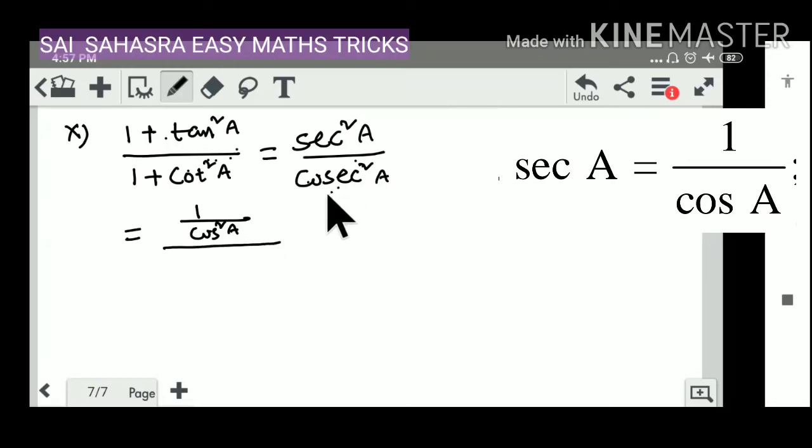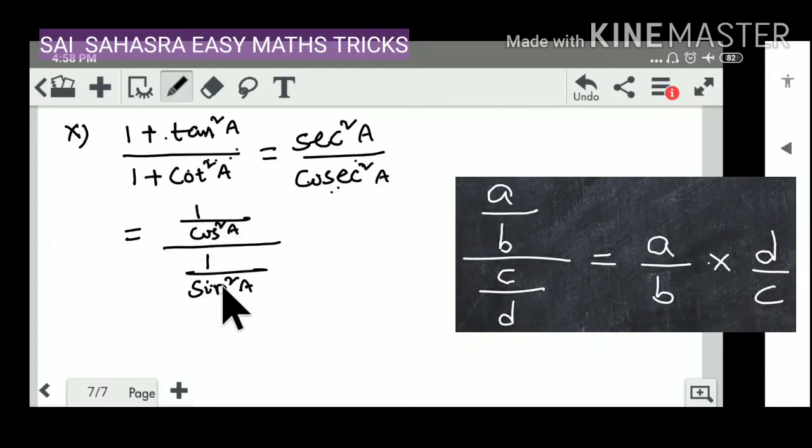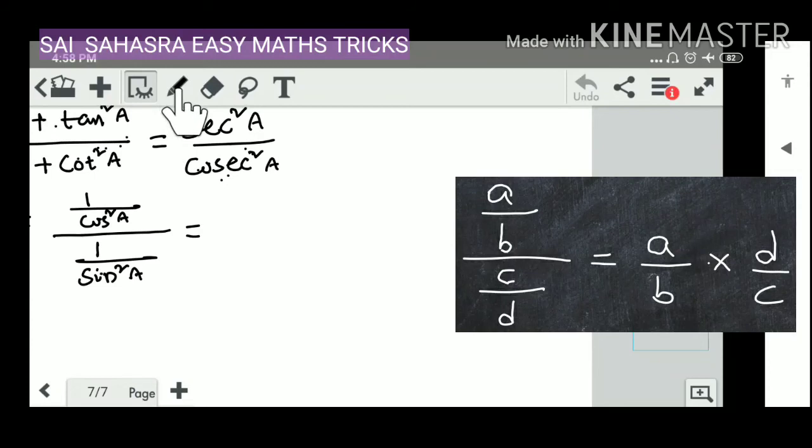Cosecant A can be written as 1 by sin A. Cosecant square A can be written as 1 by sin square A. It is looking like A by B divided by C by D. Whenever we have a fraction divided by another fraction, the first fraction we write as it is, that is 1 by cos square A, multiplied with the reciprocal of the second fraction, which is present in the denominator. 1 by sin square A reciprocal is sin square A divided by 1.